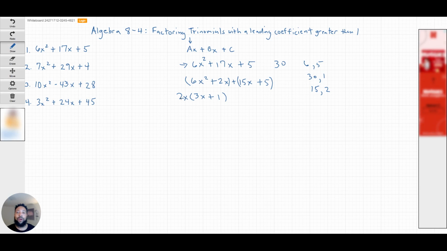You see how that works? If I were to multiply this out, 2x times 3x gives you 6x squared, and then 2x times 1 gives you 2x. But I've pulled out the 2x. I've factored out the 2x.